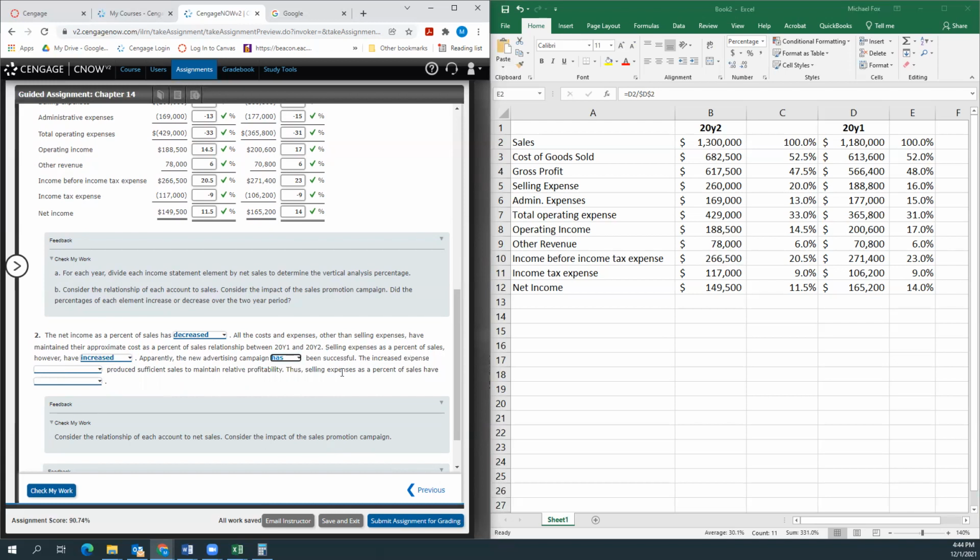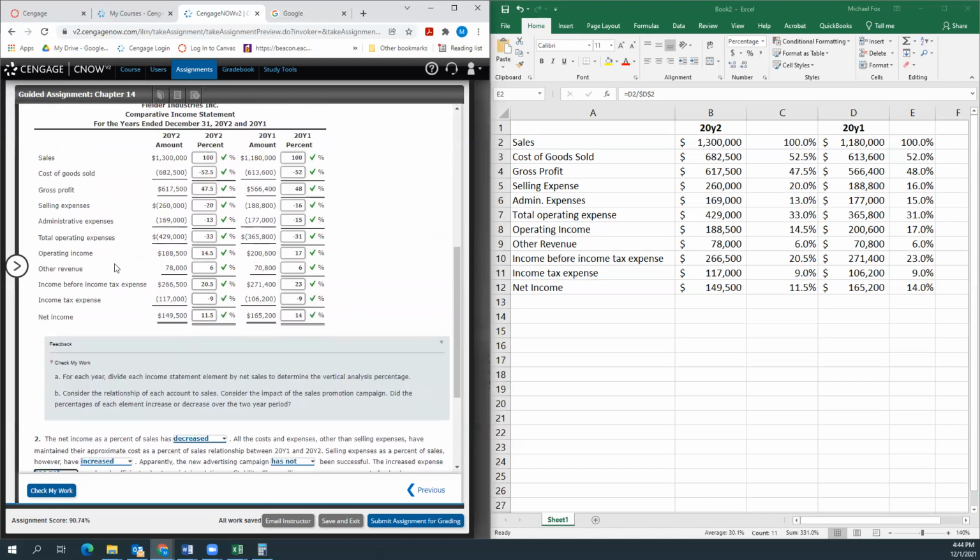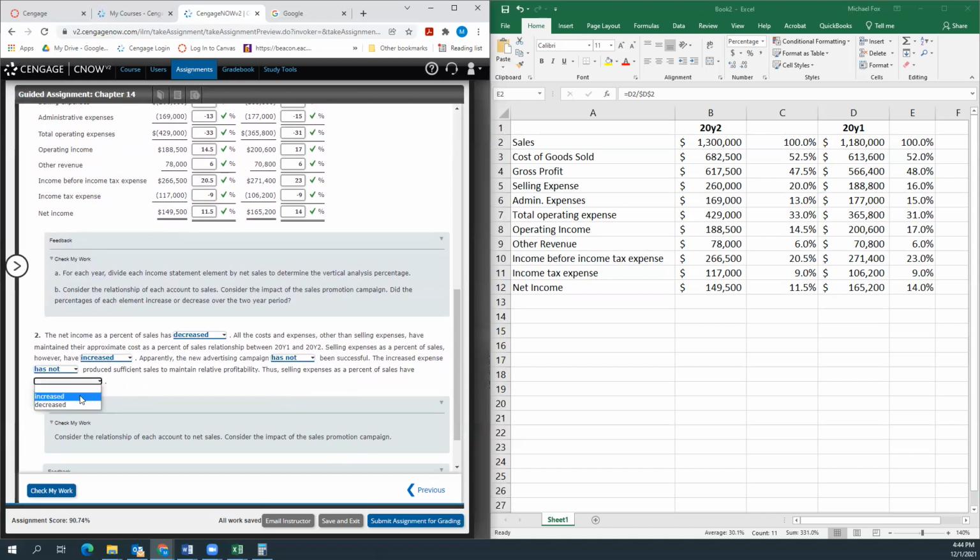The increased expense produced sufficient sales to maintain relative profitability. Actually, so we're going to say it has not been successful because the increased expense has not produced sufficient sales, right? Our profitability has dropped. Thus, selling expense as a percentage of sales have increased. Let's see if it likes that.